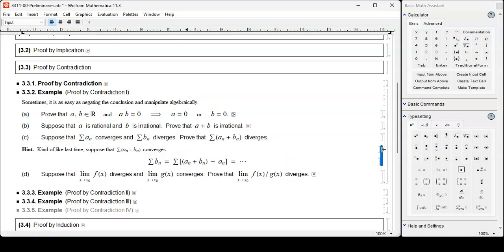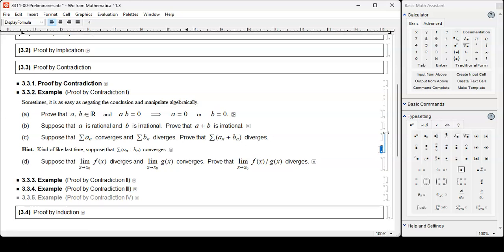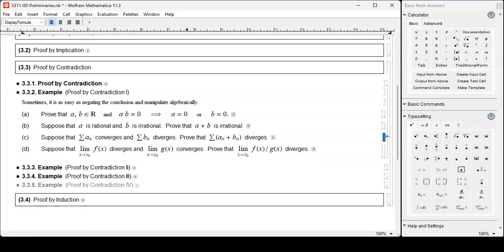Oh, I didn't give you the full proof here, so I shouldn't have shown you all those. I should have just stopped here. Oh well, alright. Next one I'm not going to forget.